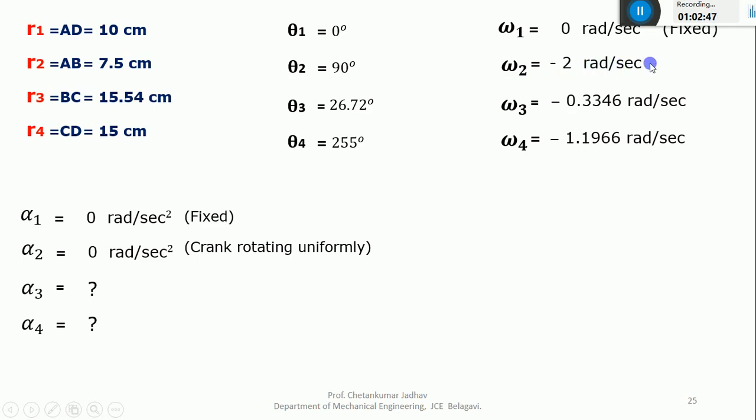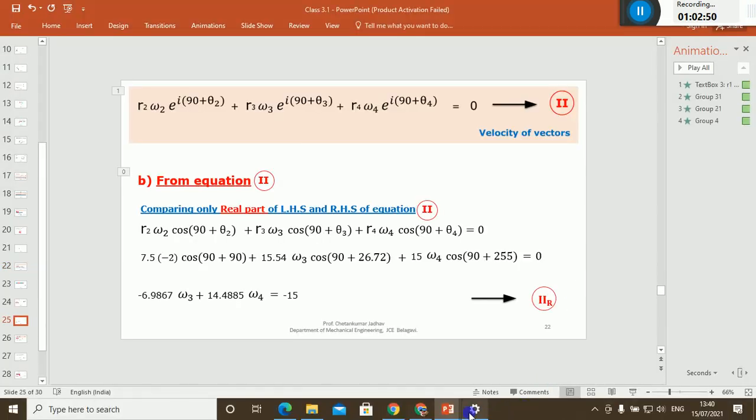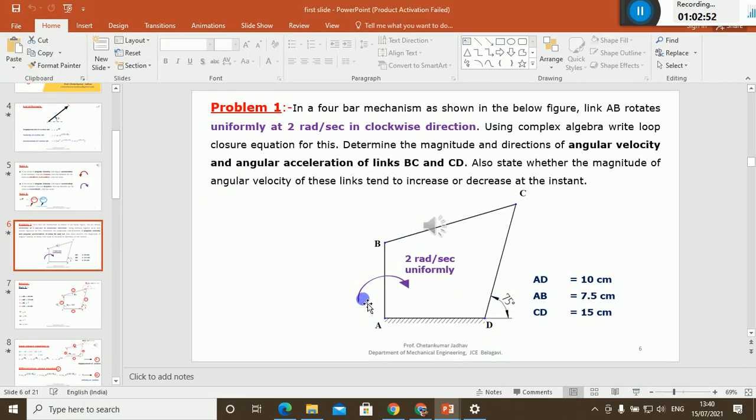In the problem it is given as uniformly. So this is omega 2, that is 2 radian per second uniformly. It means it is not varying at all. For the first second it is 2 radian per second, for the next second also it is 2 radian. It is not varying, it is uniform. Always the velocity is 2 radian per second. If there is no change in the angular velocity, the acceleration becomes 0, because the acceleration is the rate of change of angular velocity. If there is no change at all, the acceleration is 0.